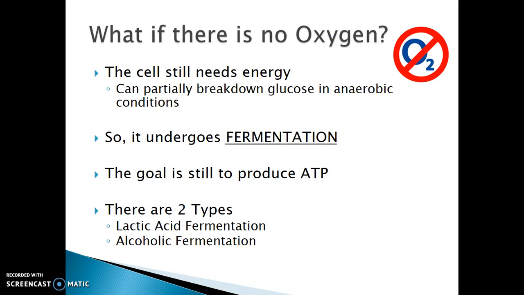If there's no oxygen available, the cell still needs to make ATP. Because remember, ATP fuels everything the cell's doing. Getting rid of waste, bringing in food, making proteins, repairing itself, getting rid of bacteria, keeping itself healthy. So even if there's no oxygen, the cell still needs ATP if it wants to live. So it can undergo this emergency backup plan known as fermentation.